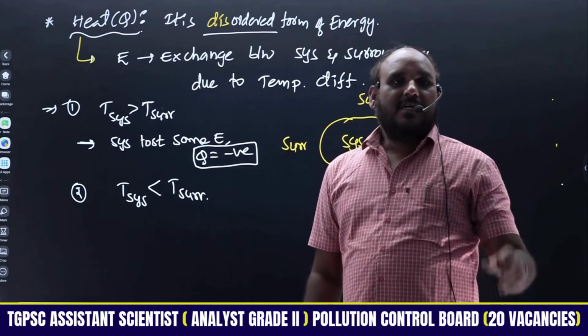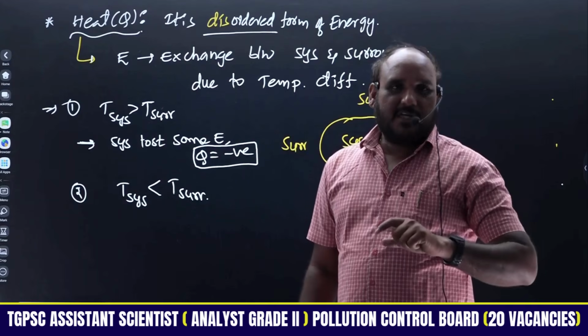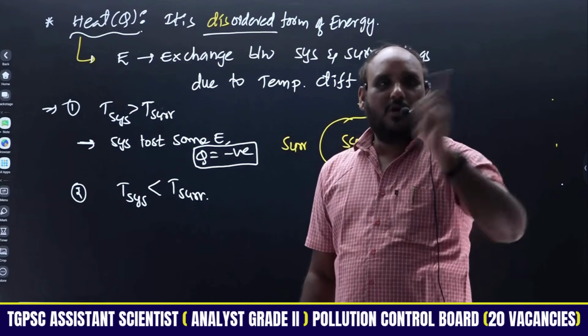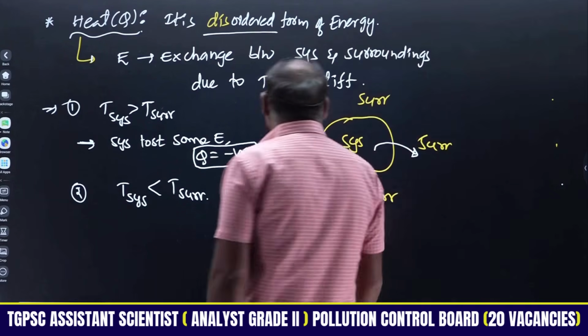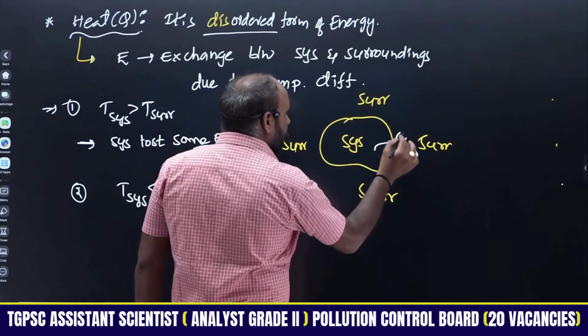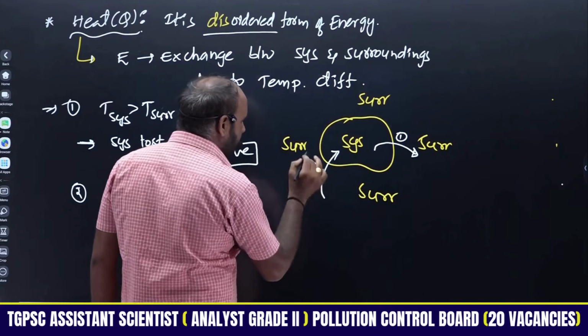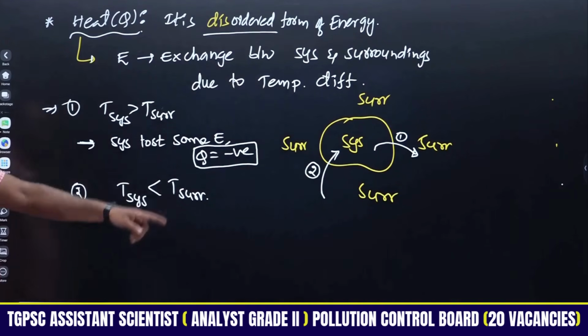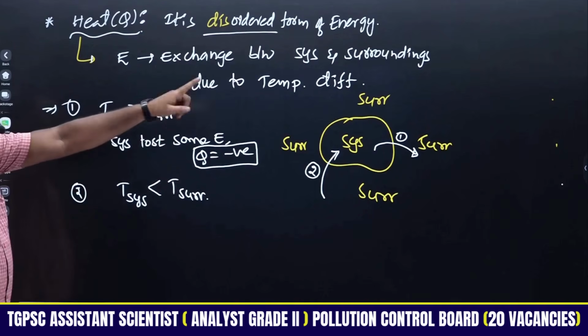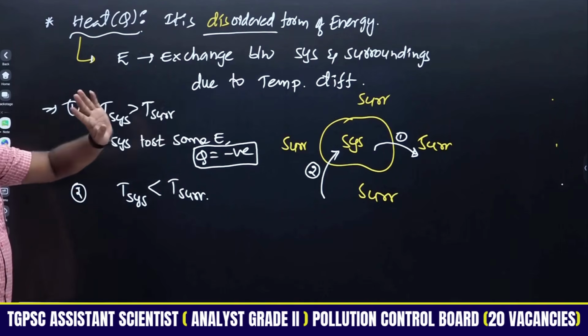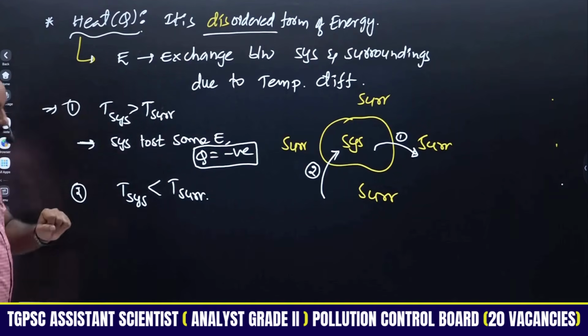Energy will be exchanged between the system and surroundings from high temperature to low temperature. That is condition 1. What about this system to surroundings? This is condition number 2. That means from the surroundings, some heat energy is absorbed by the system. The system is gaining, right?